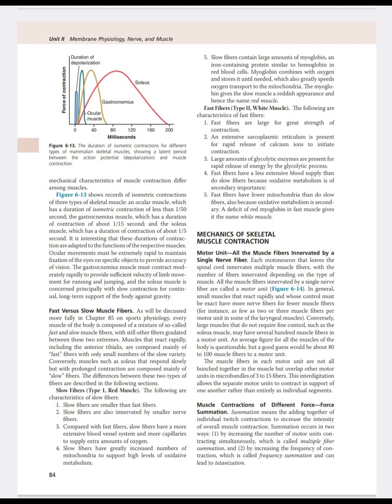Now the fast fibers are a type 2 white muscle. Fast fibers are large for great strength of contraction. An extensive sarcoplasmic reticulum is present for rapid release of calcium ion, and they have large amount of glycolytic enzymes.